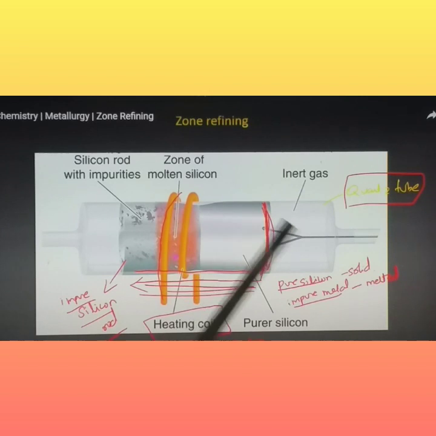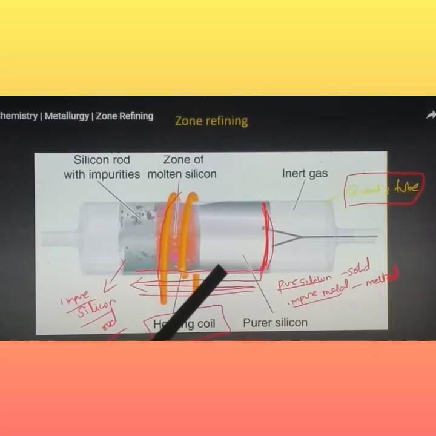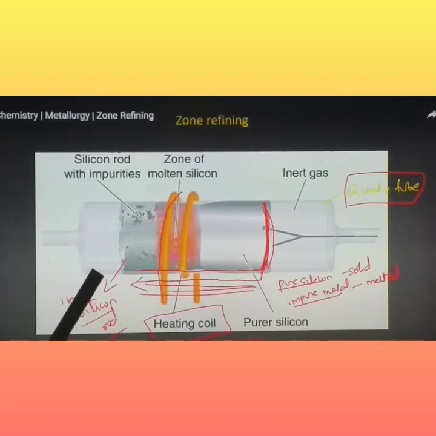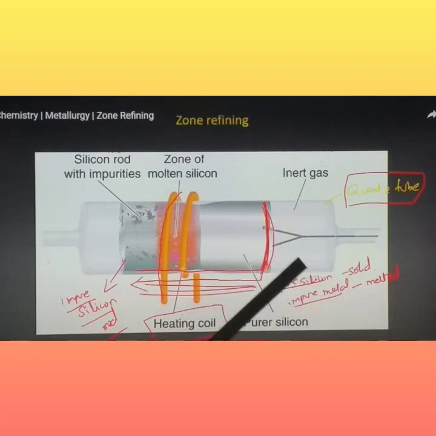While heating, that is while the induction coil moves, the silicon as well as the impurities start to melt. When the coil moves on, pure silicon alone is present on this side, and it starts to change into the solid state. After the coil moves from here, all the impurities move to this side, and only the pure silicon will be present on this side.